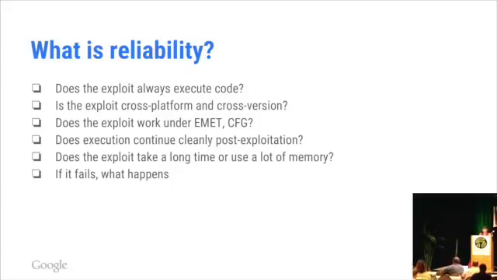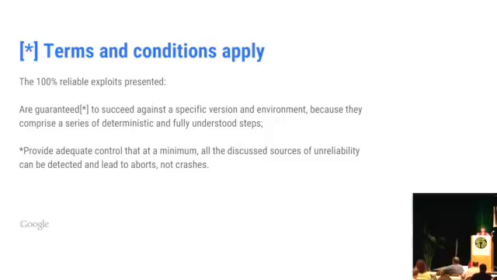So with that in mind, we came up with this definition of reliability. An exploit is 100% reliable if it's guaranteed to succeed against a specific version and environment. And how would we ever know that? Well, for the purposes of this research, it's because we fully understand the exploit. We understand both the system we're exploiting and the exploit to the level that we can go through every step and say that it's deterministic, there's no entropy, and we know that it will succeed.